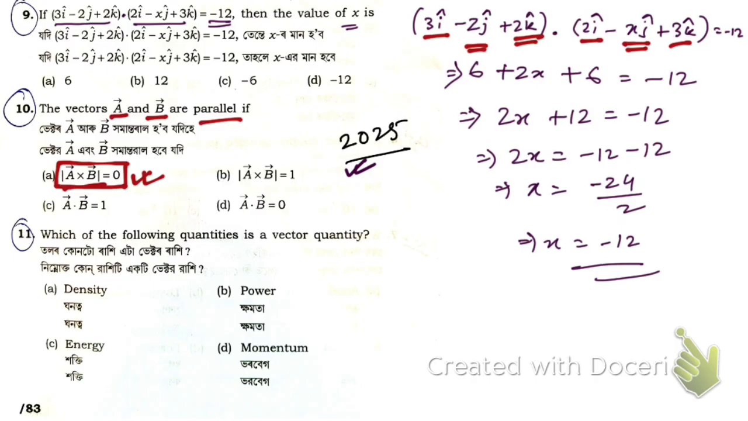Which of the following quantities is a vector quantity? Here power is not a vector quantity, energy is not a vector quantity, density is not a vector quantity. Momentum is the vector quantity, because momentum is mass into velocity, and velocity is a vector quantity. So that's why momentum must also be a vector quantity. Now let's take the next question.